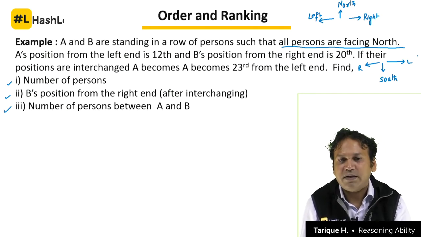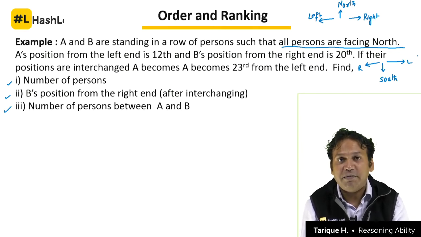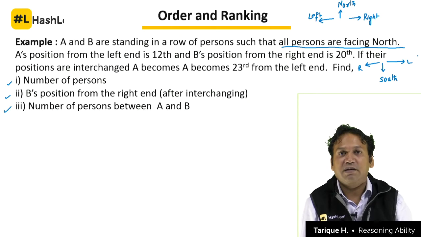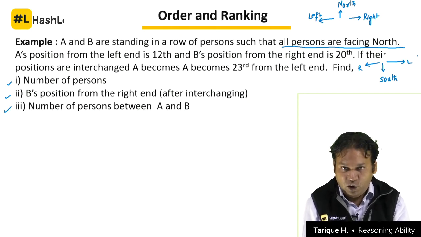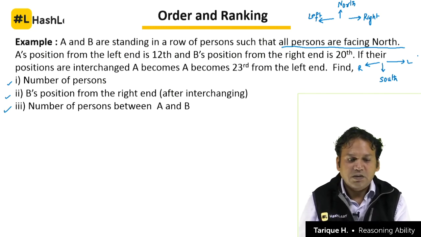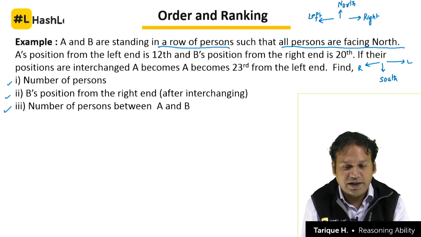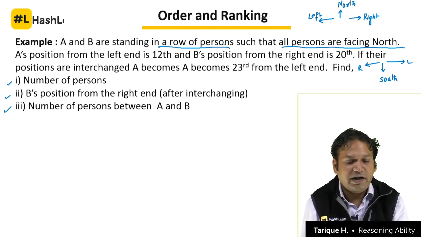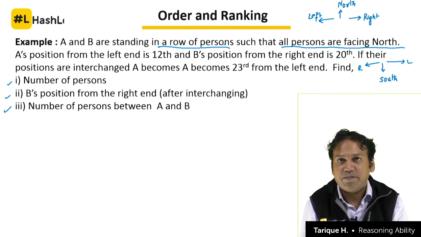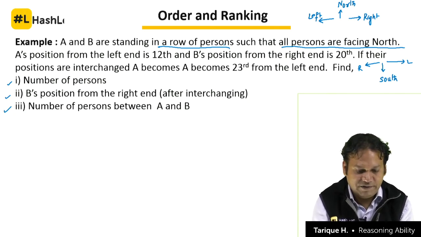So when we are solving a question, we just have to keep this in mind, which side to take as right and left, because rank or position can be given from right and left also, just like we have seen in the previous questions that rank was given from top and bottom. Here rank can be given from left or right end. So A and B are standing in a row of persons, in a straight line, and all are facing north. A's position from the left end is 12 and B's position from the right end is 20. A's position from the left end and B's position from the right end is given to you.